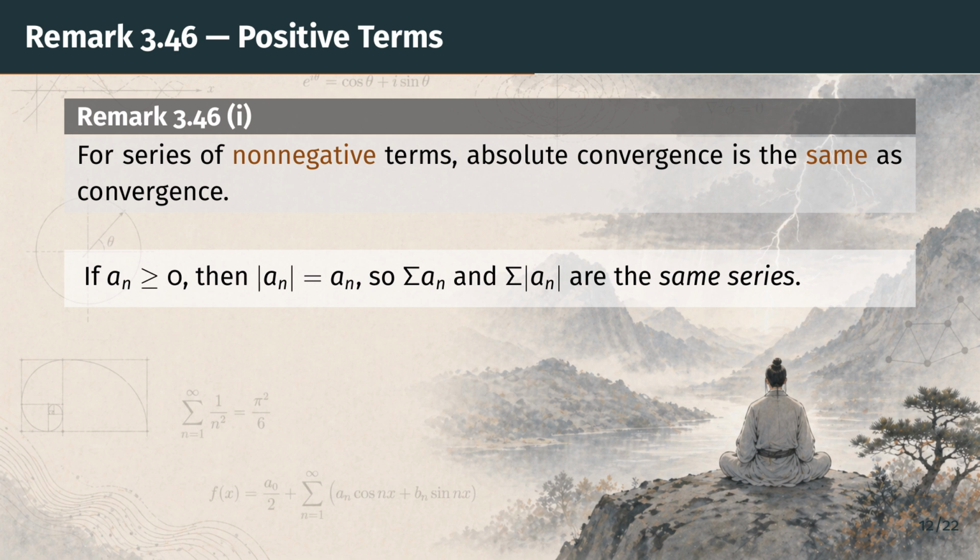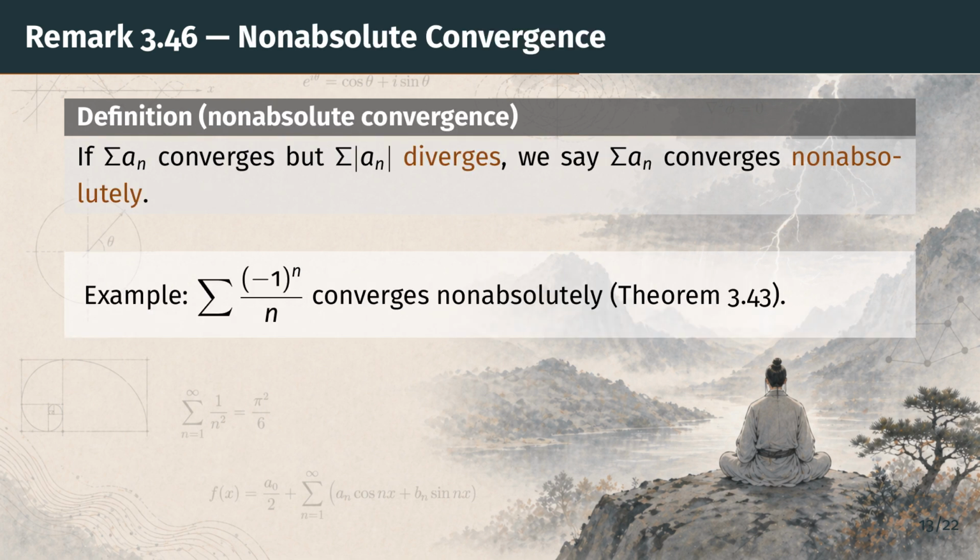Next, the case where the two notions truly differ. The second remark introduces a name for the fragile case. If a series converges, yet the series of its sizes diverges, we say the series converges non-absolutely. The example, shown on the slide, is our old friend the alternating harmonic series. It converges by the alternating series test, theorem 3.43, but the harmonic series of its absolute values diverges. So non-absolute convergence is exactly the phenomenon we flagged in the motivation, convergence that depends entirely on cancellation.